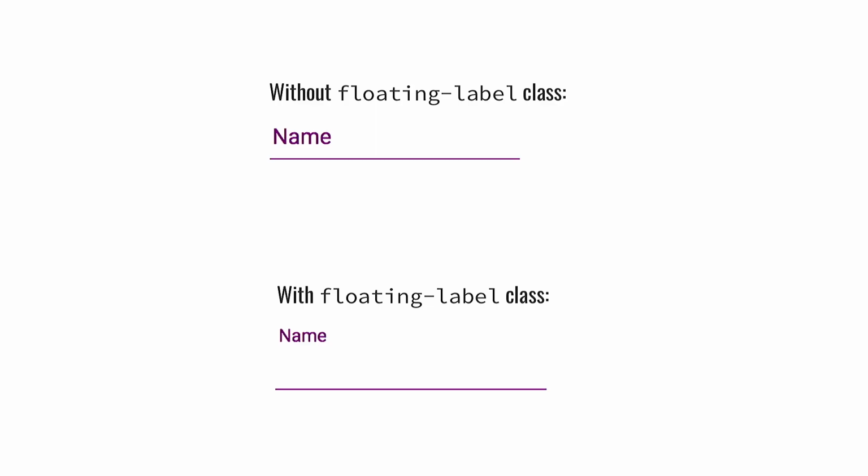Okay, great. So now we have two versions of the text field, one that has the floating label element and one that doesn't. But we actually haven't added the floating-label class to the HTML yet. And what we want is to be able to switch between these two versions of the text field. So this is where JavaScript comes in.